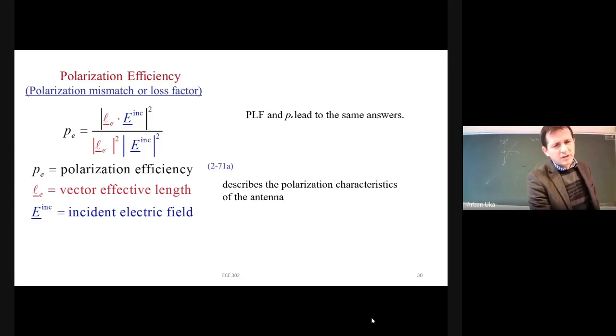Now, anything which is dimensionless, we can also define in decibels, the quantity described also in units of decibels. So the second parameter, we have not discussed this one in detail. We're just giving this definition right now for the vector effective length, but this describes the polarization characteristics of an antenna.